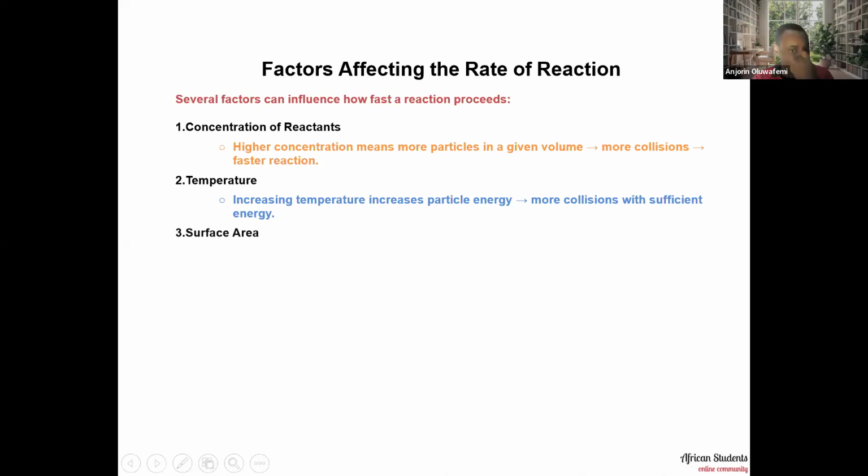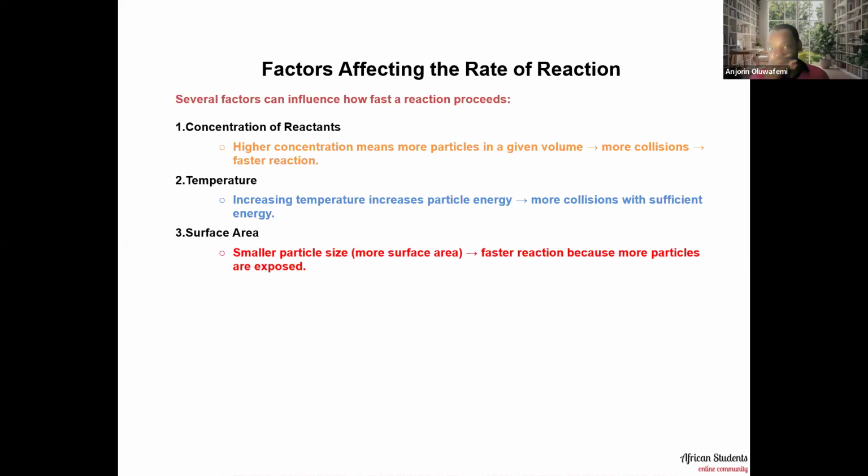So we also have surface area as another factor. The smaller the particle size, the more surface area, the faster the reaction because more particles are exposed. So when you have a substance that is in powder form and a substance that is not in powdered form but in a semi-solid form, or even in a solid form, we discovered that the one in the powdered form will have a higher rate of reaction. And the reason is because of what? It has more surface for reaction to take place. So the surface area is another factor that affects the rate of reaction.